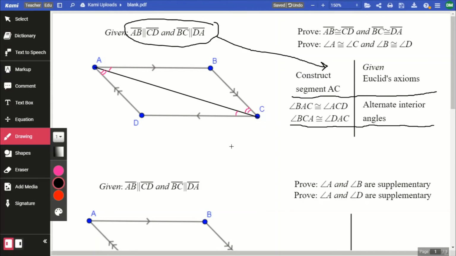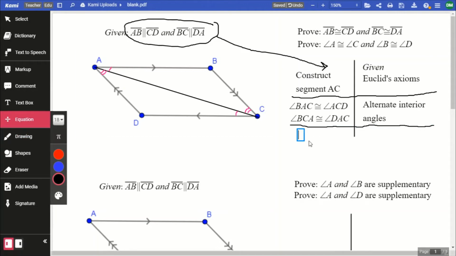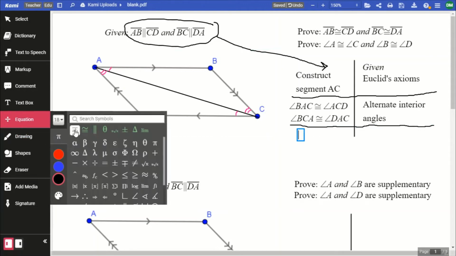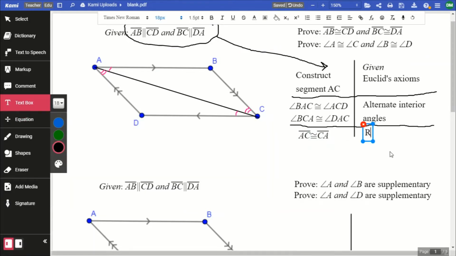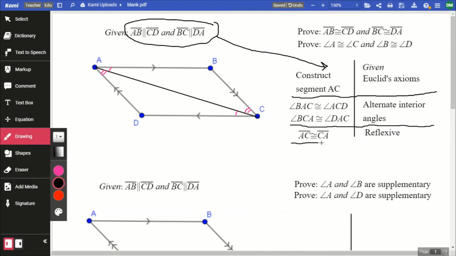All right, moving along, we need to say that AC is congruent to itself. So we can go ahead and punch in here that segment AC is congruent to segment CA by our good friend, the reflexive property. And we now have congruent triangles. So why are these two triangles congruent?